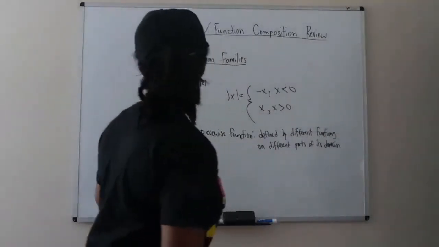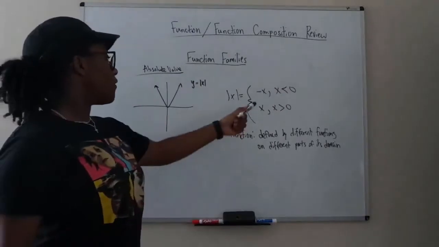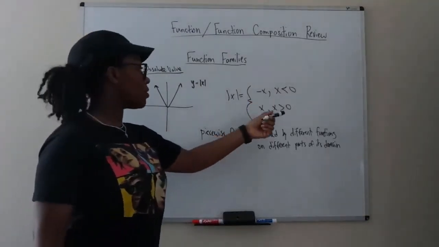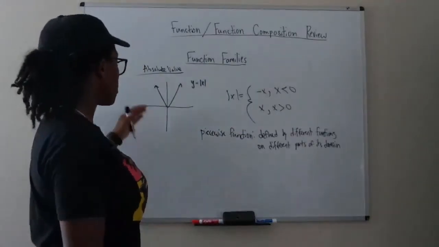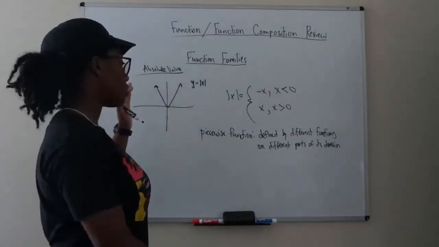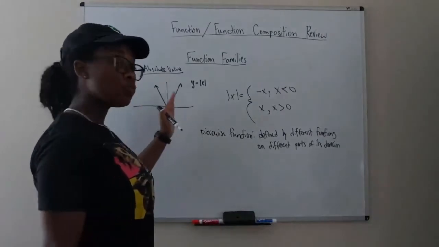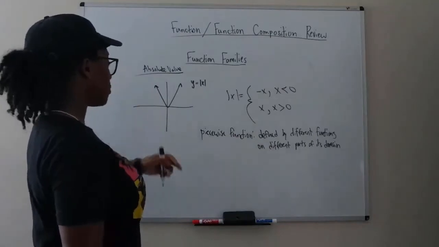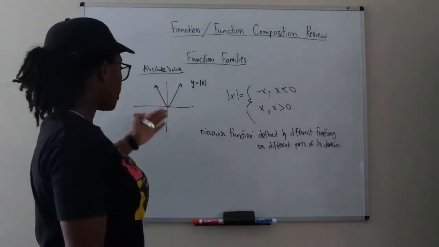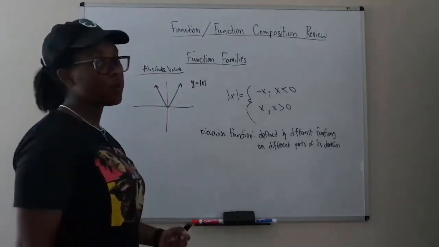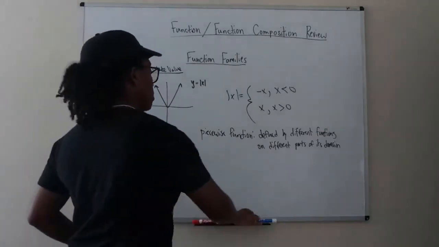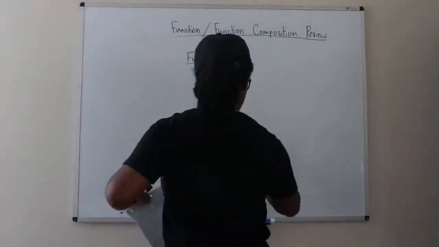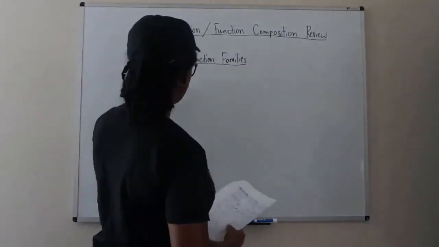So what that means for the absolute value function is, for x less than 0, it's going to be negative x. For x greater than 0, it's just x. As you move along the different parts of the domain, along the x-axis, the function is made up of different functions that are pieced together, and that's why it's called the piecewise function. So that's the absolute value function. Now we're going to move on to constants.